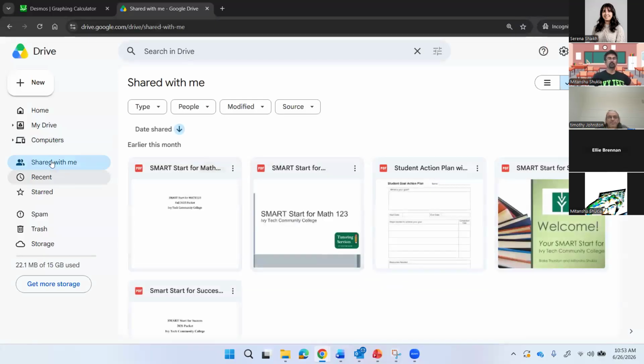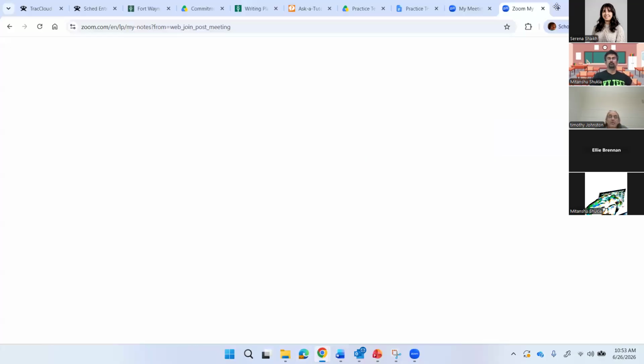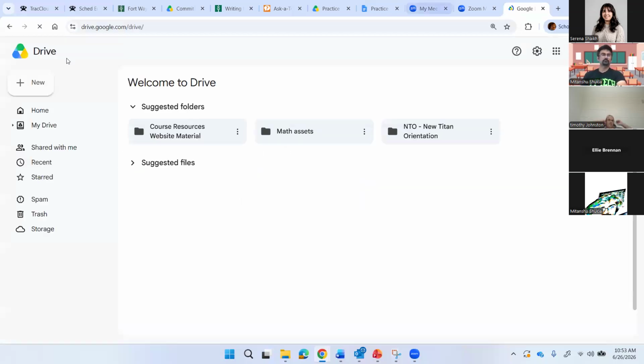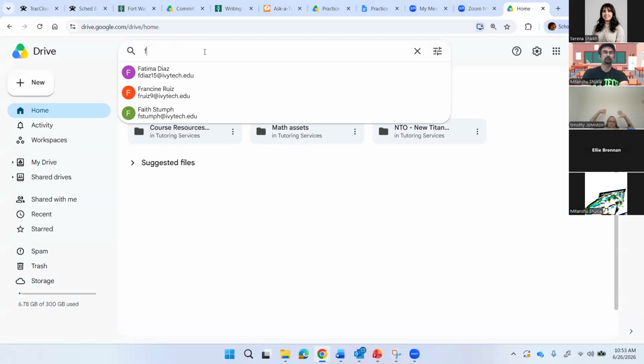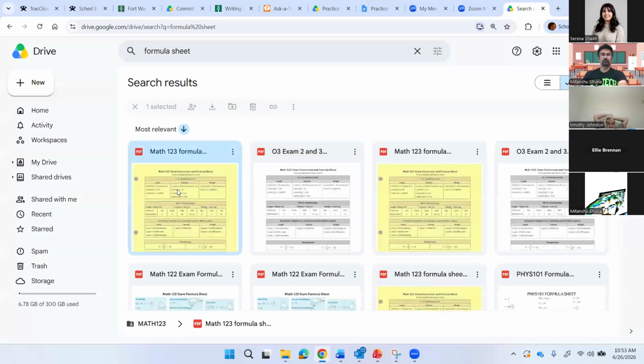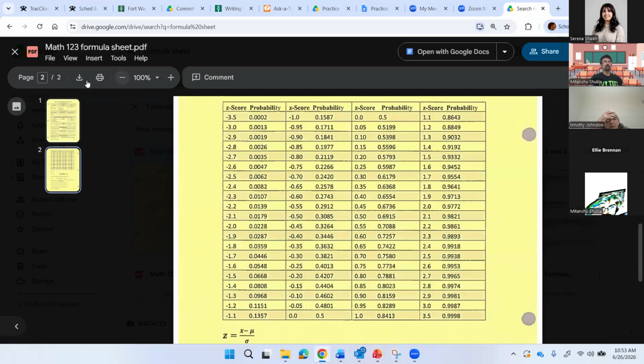Sorry, guys, give me a sec. Okay, so we're going to look at our z-score formula sheet. Can everybody see this thing? Can we see everything? Yeah. Good. Okay.